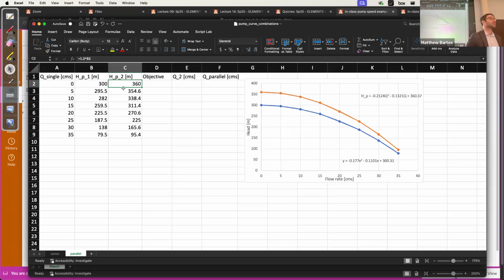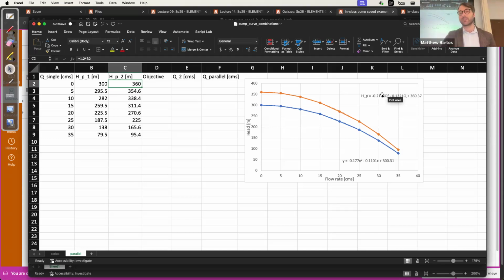Yes? We had a function for the merged curve, and then we use Goal Seek to find the y, the head at that point, like what x, what flow, that was happening at. Very good. Basically, we have a function for this orange curve, our second pump curve, that gives us the relationship between the head and the discharge.